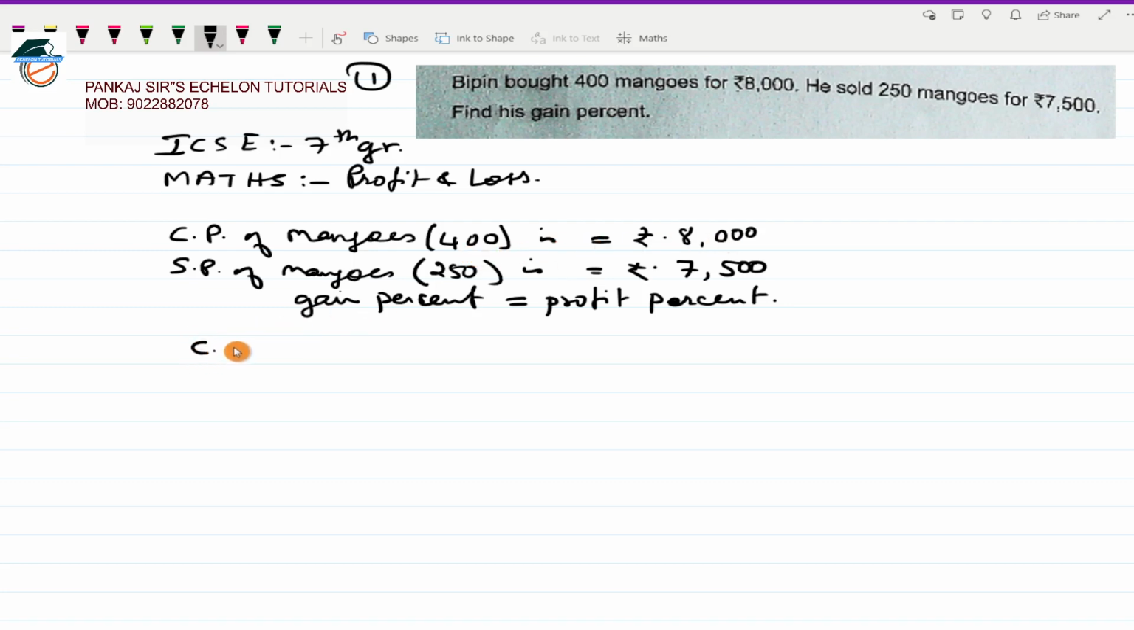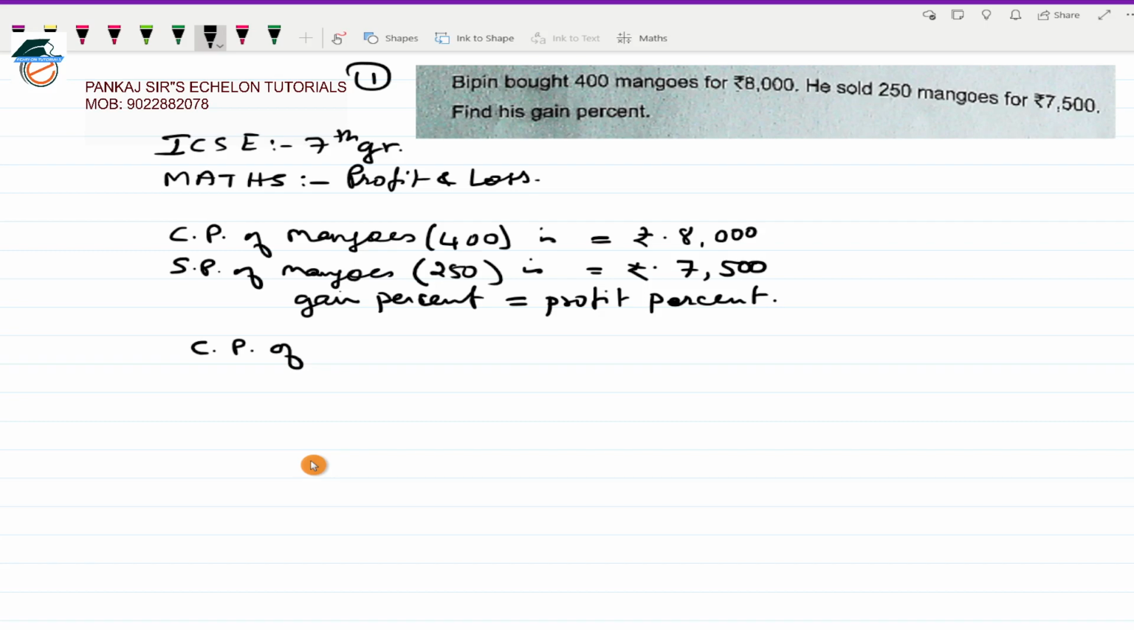So let me try to find out the cost price. See here, instead of the selling price of 250 mangoes, if he had given you the selling price of 400 mangoes only, then there was no need of doing this unitary method, because the number of mangoes for the cost price and the number of mangoes for the selling price, both are the same. In that case you would not go for a unitary method, but since here the number of mangoes bought were 400 and the number of mangoes sold were 250, therefore we'll have to go for unitary method.